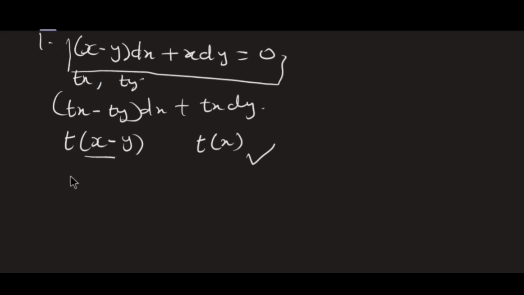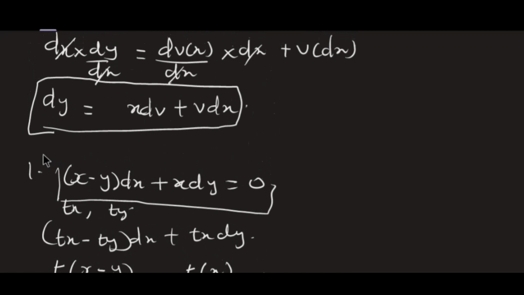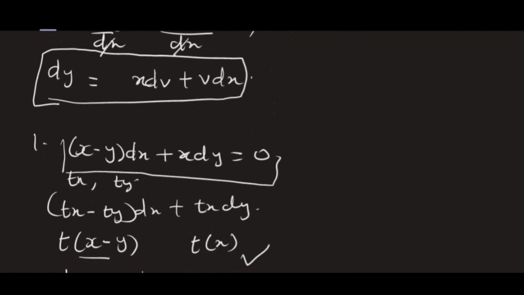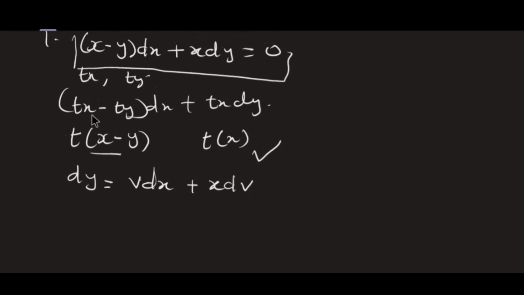We are going to make the substitution, dy is equal to v dx plus x dv, as we solved here, x dv plus v dx. So wherever you see y, you put what? vx, because y equals vx. So I'm going to get (x minus vx) multiplying dx plus my x, then this dy here, I'll replace it with what? v dx plus x dv.